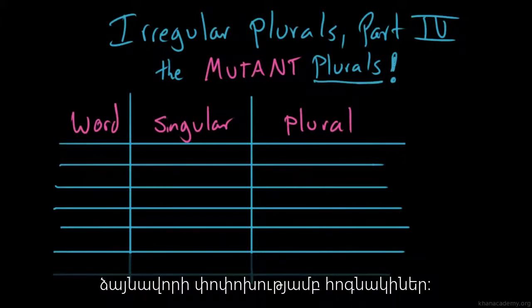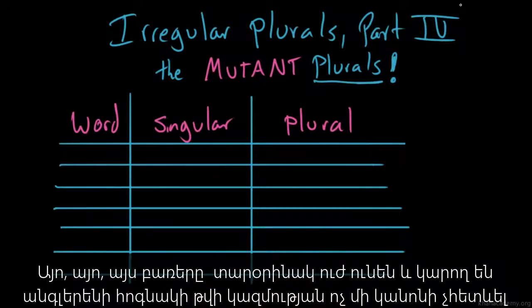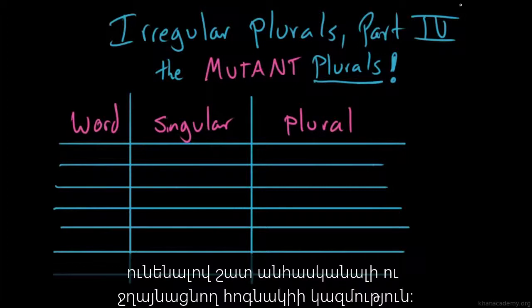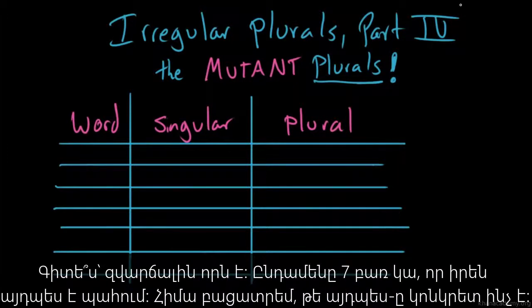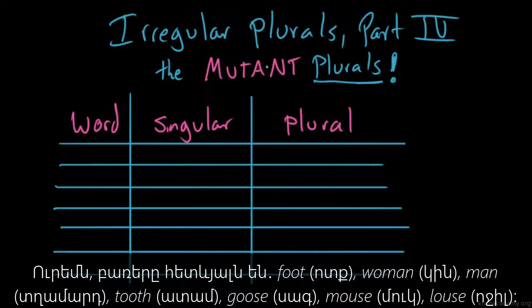Yes, friends, these words have mutant superpowers, in that they can transform weirdly and obnoxiously, not obeying any other rules of English pluralization. But here's the cool thing. There are only 7 words that behave this way. What way? I'll explain by writing all of them down.